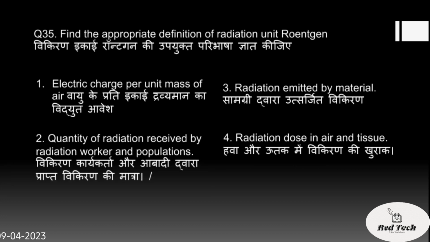Question number 35. Find the appropriate definition of radiation unit Röntgen. So what would be the perfect definition of the radiation unit Röntgen? Option number 1 is electric charge per unit mass of air. Option second is quantity of radiation received by radiation worker and population. Option third is radiation emitted by material, and option 4 is radiation dose in air and tissue.